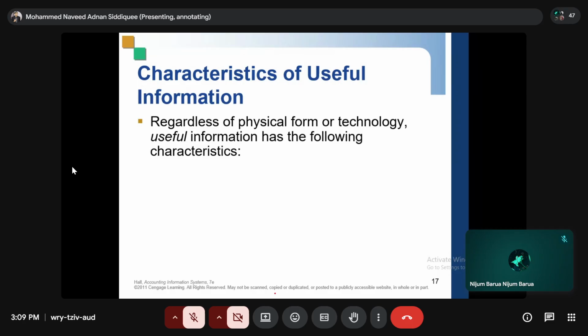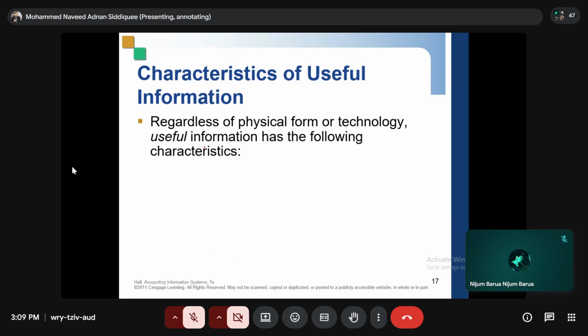The information needs to have certain characteristics. And there are 5 characteristics which are important. We call this, you can say, RTACS. Memorize it. There are 5 characteristics which make the information valuable.